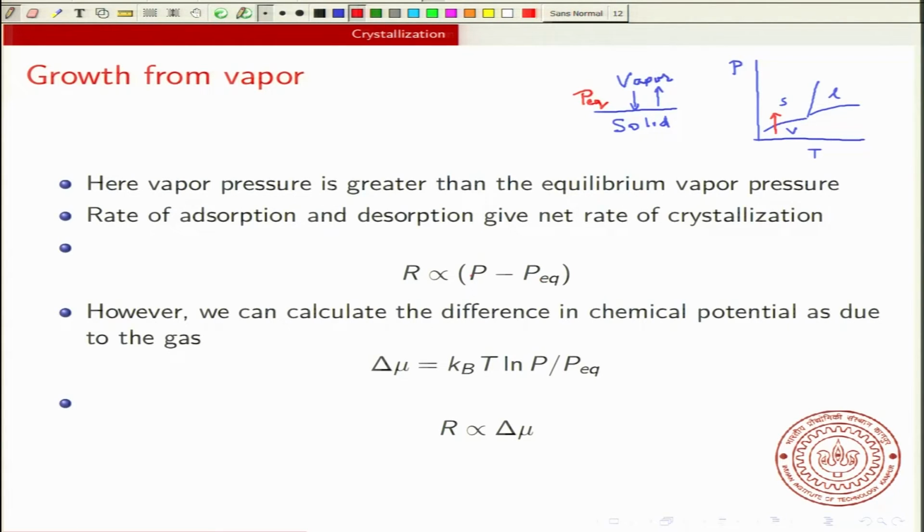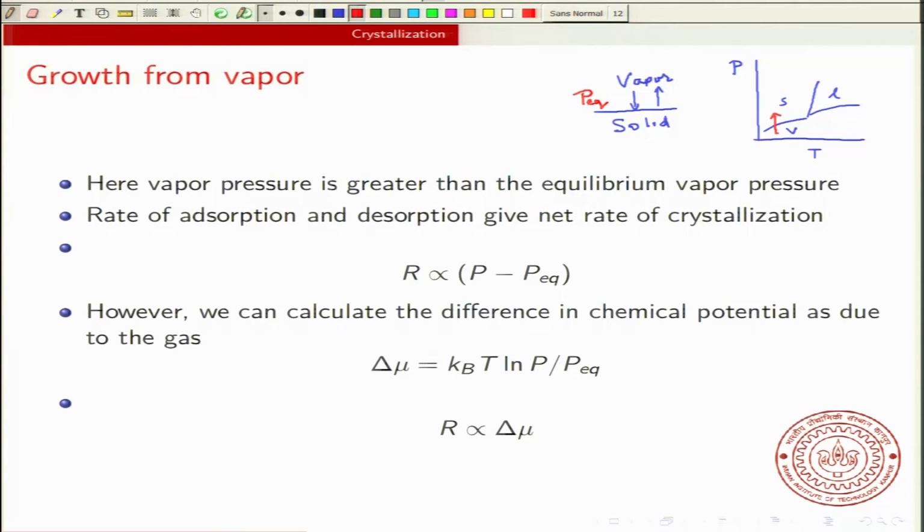Obviously if the pressure is equal to the equilibrium vapor pressure, then the solid and vapor are in equilibrium and there will be no crystallization. But if the pressure of the vapor is greater than the equilibrium vapor pressure, then the solid will crystallize. And you can again connect this to the chemical potential difference.